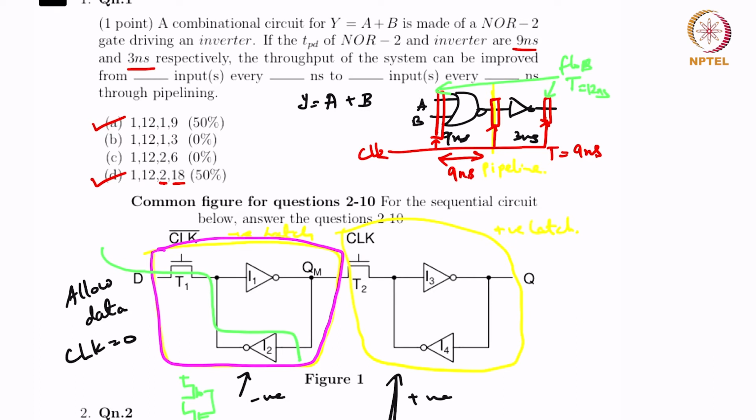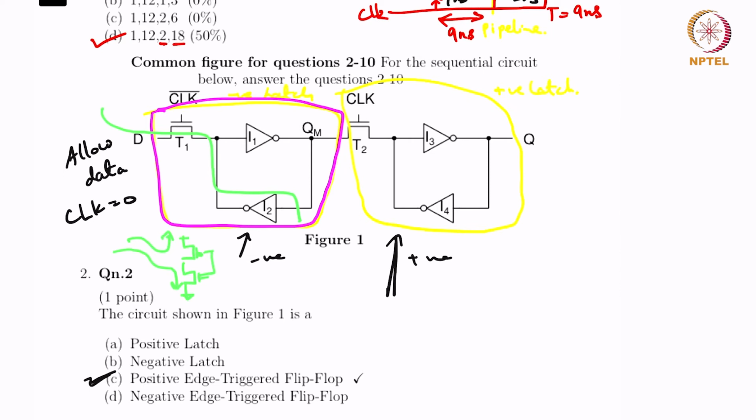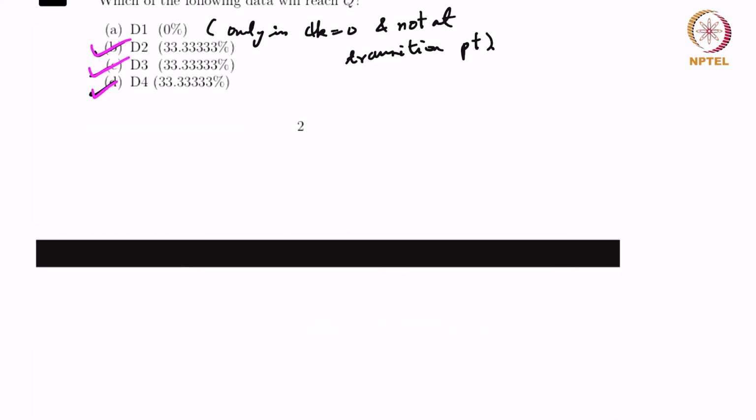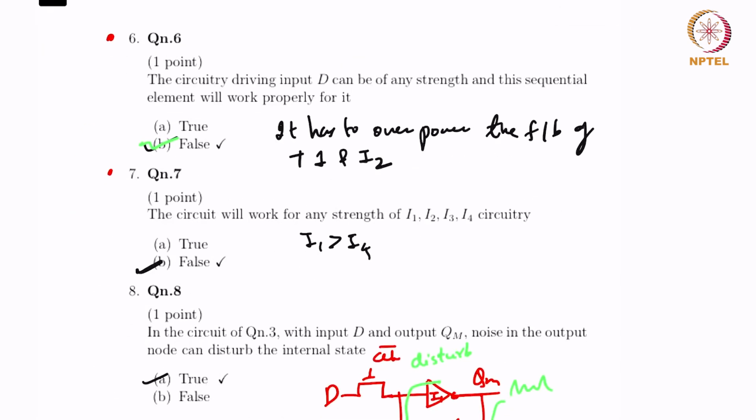So the input which is driving D needs to overpower either this path or this path. So it needs to overpower I2 at least, and hence false. The circuit will work for any strength of I1, I2, I3, I4.